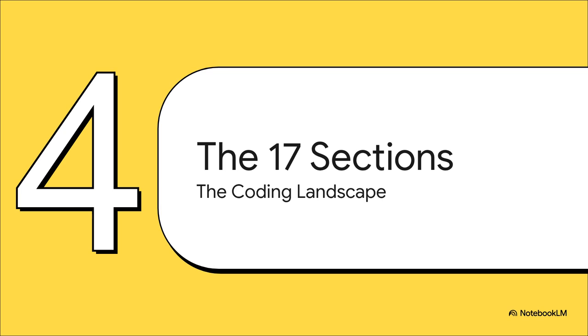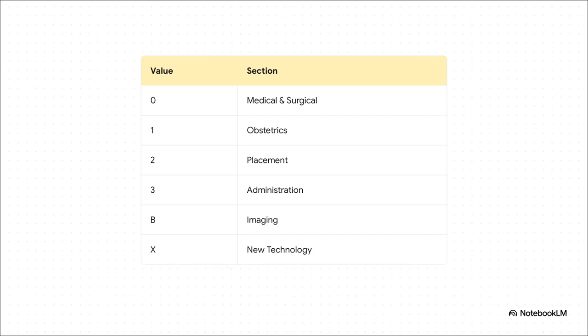Which brings us to Section 4, Overview of the 17 sections. Mapping the coding landscape. Let's zoom out a bit. So this table lays out the 17 distinct code set sections, all defined by your very first character. That first character instantly tells anyone looking at the code exactly what broad category of procedure was performed. They range from the numbers 0 to 9, then they jump to the letters B through H, and finally end with X for new technology. So for instance, if you see a code starting with a 1, you instantly know, boom, it's an obstetrics procedure. A B means imaging, like an X-ray, and a 3 means administration, like a blood transfusion.